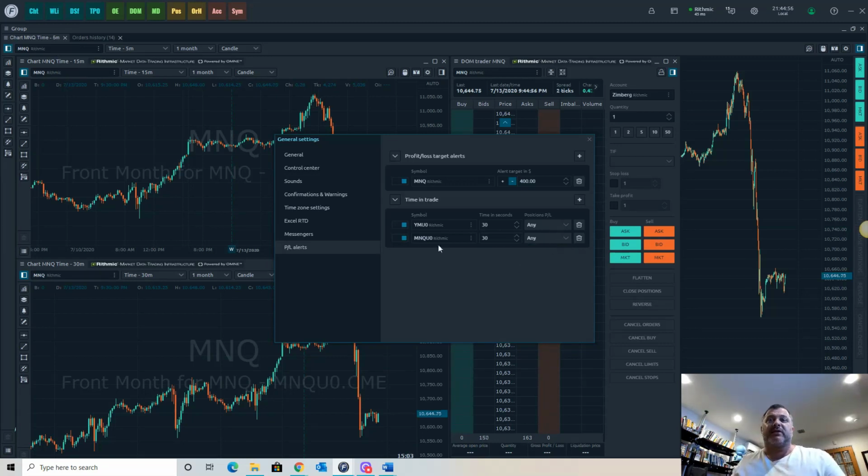So basically this should alert me that within 30 seconds that I enter the trade, I need to exit or stay with the position. Obviously I chose 30 seconds just because I don't want to make you sit here and wait for the alert to pop, but I want to show you how it works. So again, I set it for 30 seconds.